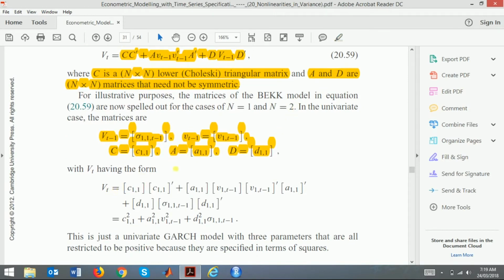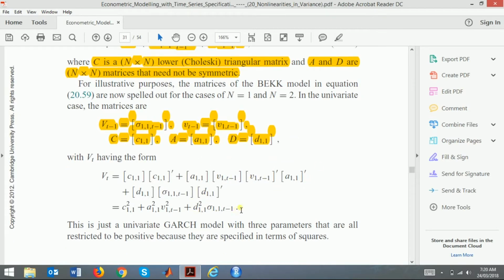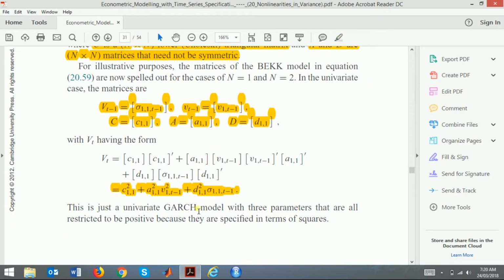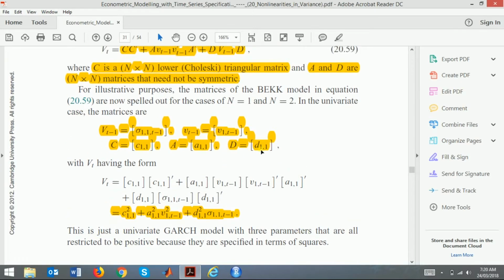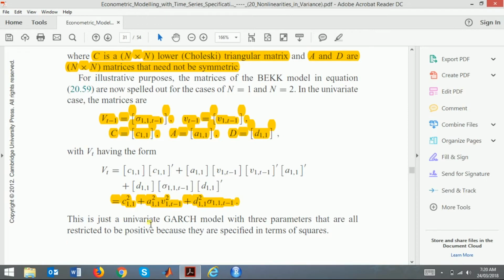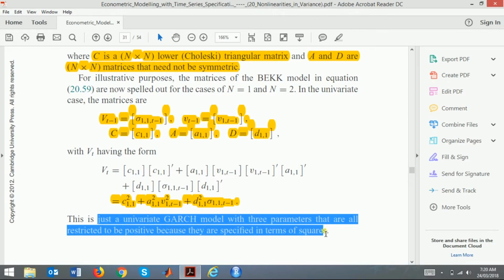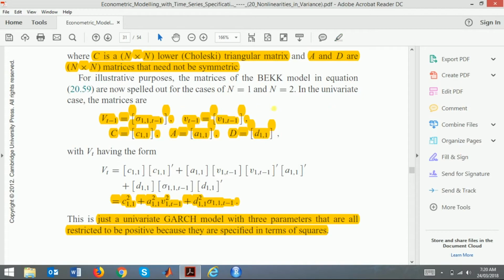And then V_t will obviously have CC transposed, a11 a transposed, and the decomposition which gives you this, right? C square, A square, B square. This is just a univariate GARCH model with 3 parameters. So for the case of n equal to 1 and n equal to 2, it is just a univariate GARCH model with 3 parameters, all restricted to be positive because they're all squared. Beautiful thing they have found.